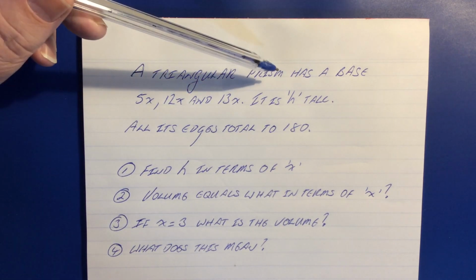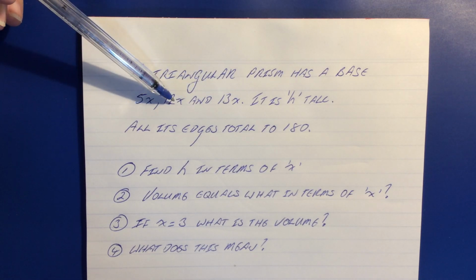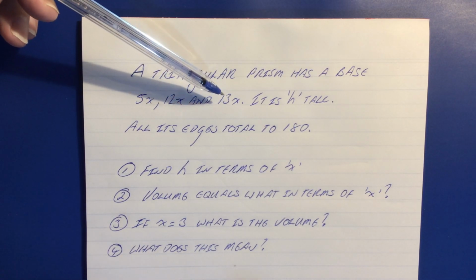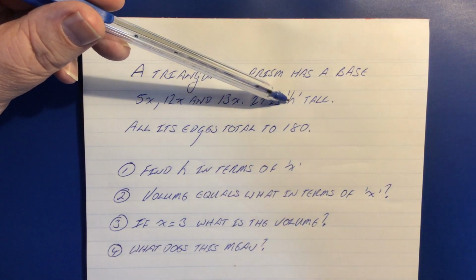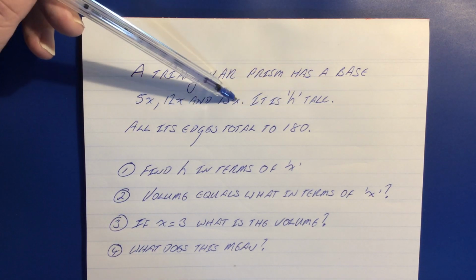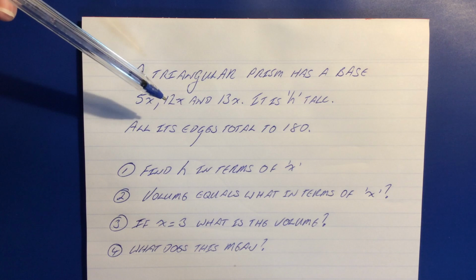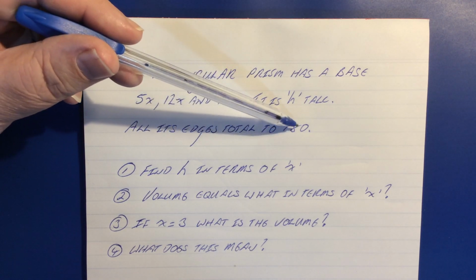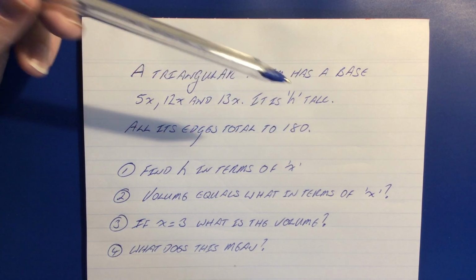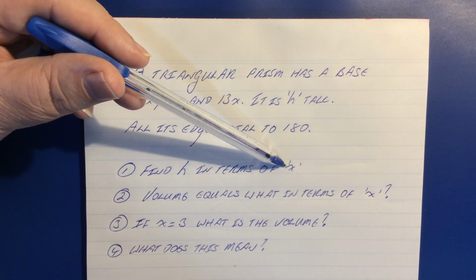A triangular prism has a base that is 5x by 12x by 13x, the three sides of the triangle, and it is h units tall. Now we don't know what h is, we don't know what x is. What we do know is that all of its edges add up to 180 units, whatever these might be. And we're asked to find h in terms of x.